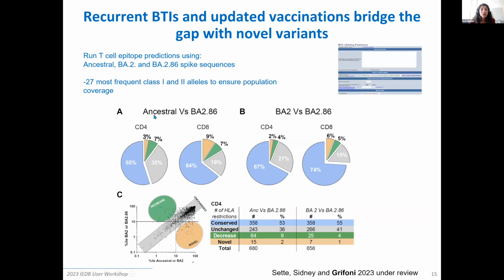If we do the original comparison, ancestral to BA.2.86, the results that I'm showing you here are very similar to what I showed you before with experimental data. But now, when we compare BA.2 and BA.2.86, you can see that the fraction of 100% conserved epitopes is much higher. That is because, as we supposed, the fact that BA.2 generates novel epitopes means that those are much more conserved with BA.2.86.